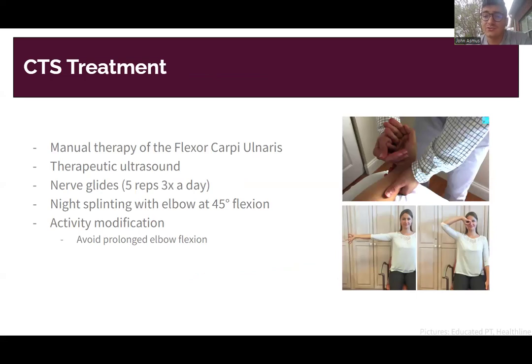So, how would I treat cubital tunnel syndrome? First thing we're going to do, we're going to loosen up that flexor carpi ulnaris. We're going to use manual therapy. I would put the wrist into flexion. I would pin the muscle, and then I would have him go down. Start here, pin it, and have them go down here, and then extend the wrist. That's gonna help loosen it up.